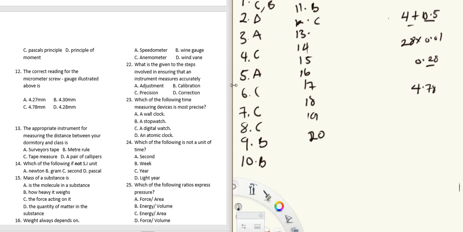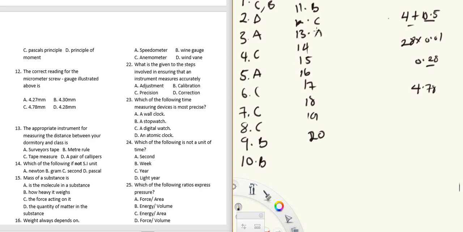And then we have question 13. The appropriate instrument for measuring the distance between your dormitory and your class, which will be quite long. I mean, you don't use a tape measure to do this. You can't do that. You can't use a pair of calipers. You can't use a meter rule. So definitely the answer is A.